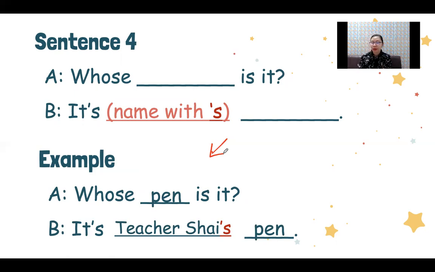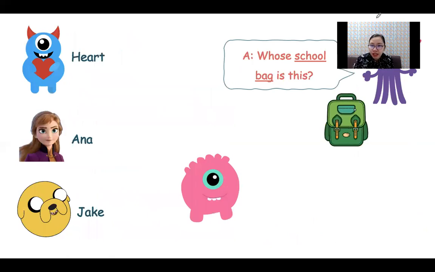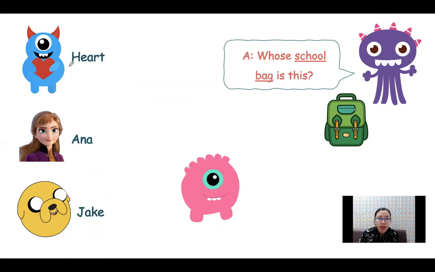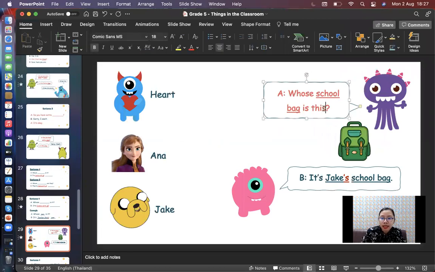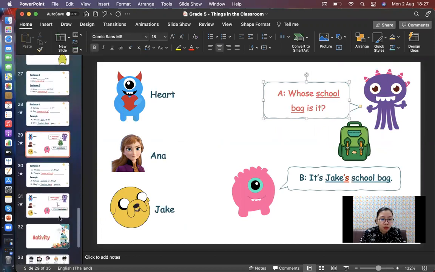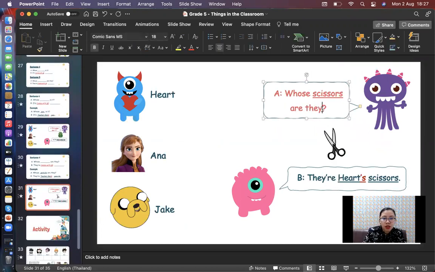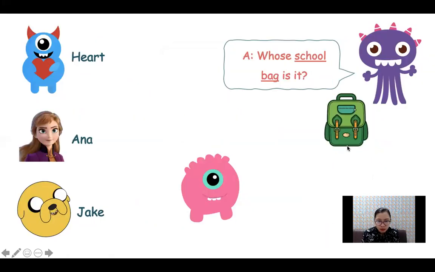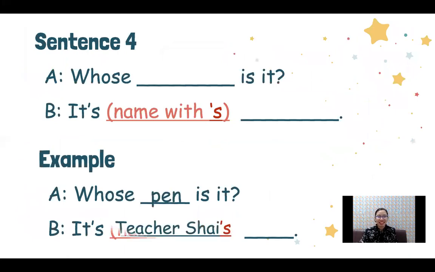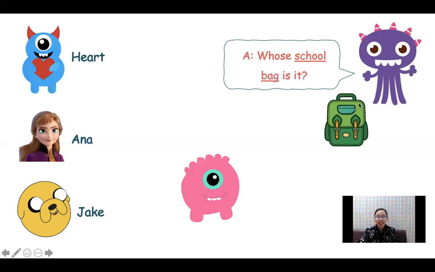For example, sentence number 5. Now another example. So we have here 3 people: Hart, Anna, and Jake. So this one here is asking, whose school bag is this? Whose school bag is it? Whose scissors are they? Whose school bag is it? Who owns this school bag?